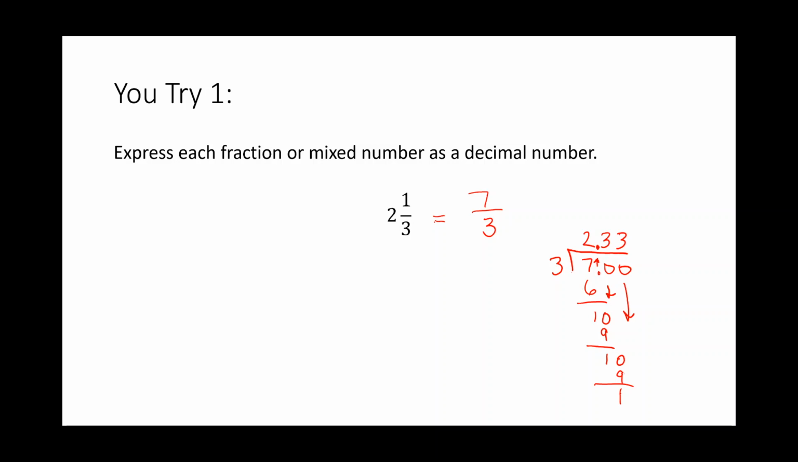So I see that there's a definite pattern here. It looks like we're repeating that 3 over and over again. So I'm going to write this decimal as 2.3 repeating. And the 3 is repeating, not the 2, so the over bar goes only over the 3.